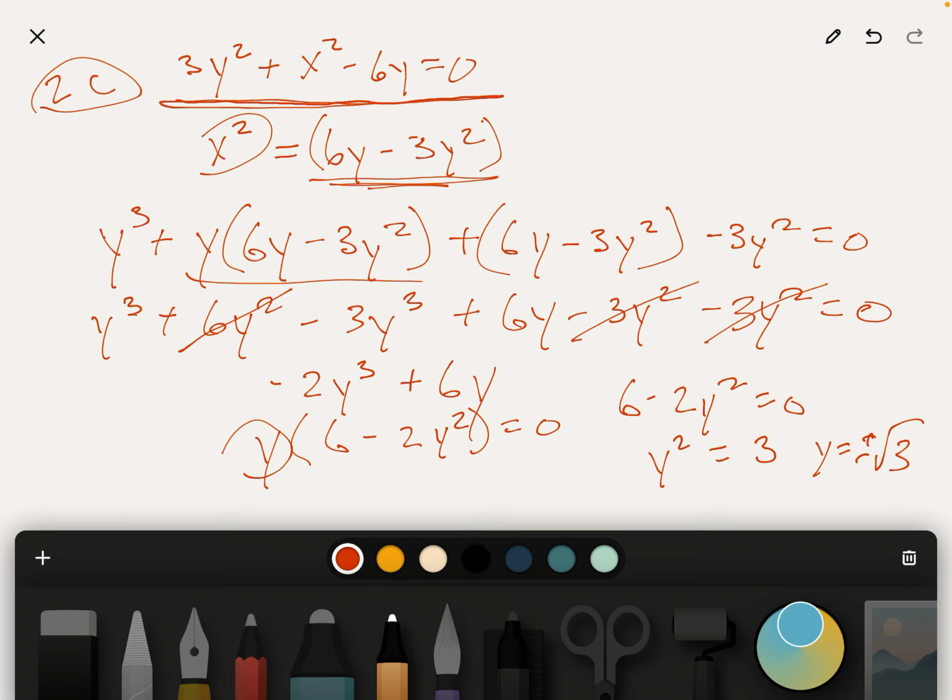And then what you can do is go back to one of the two equations. Why don't you go back to this one and plug in plus or minus the square root of 3 for y, and then solve for x.